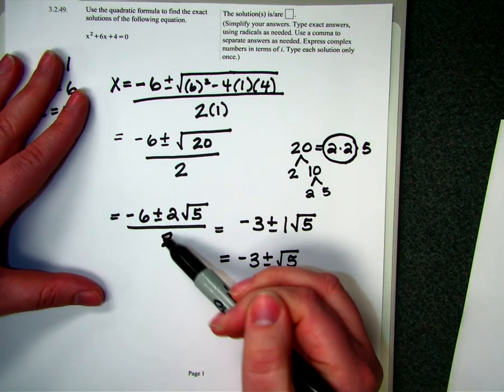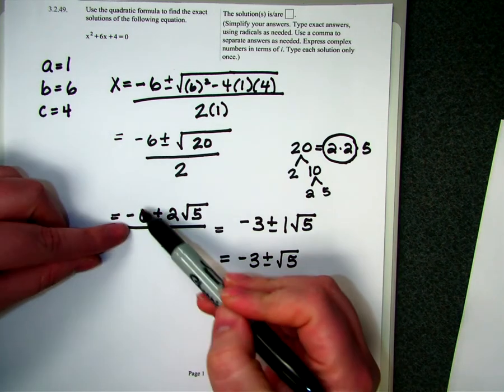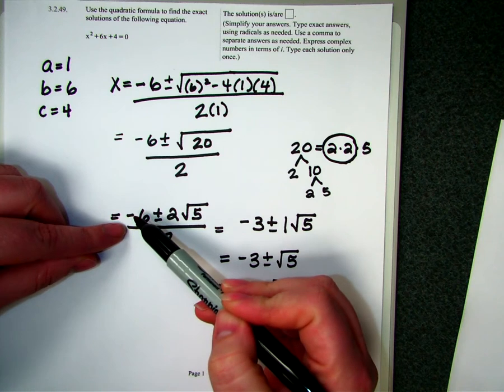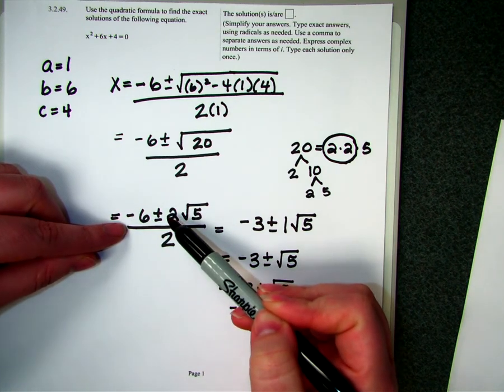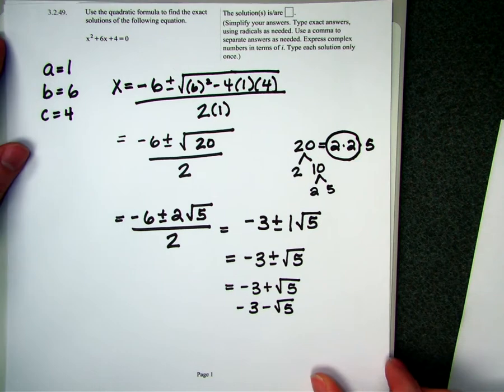So we only simplify this fraction if both this number is divisible by the denominator and the number in front of our radical is also divisible by the denominator. So let's look at another example. So do this one more time.